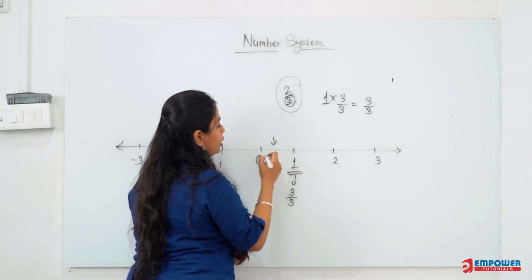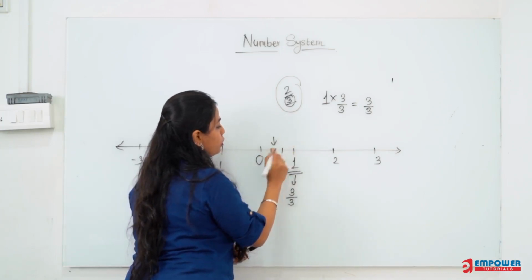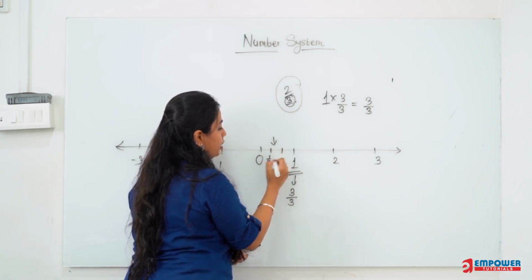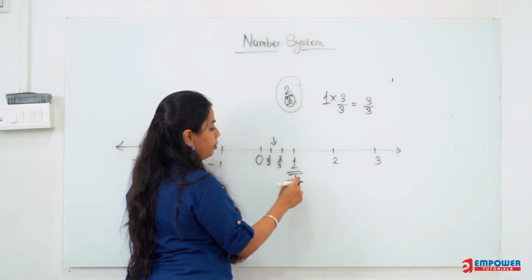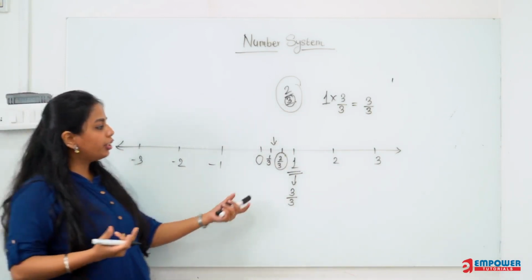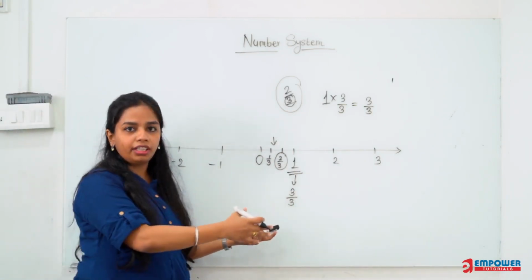So now after 0 I will make 3 parts. So this is 1, 2, 3. This will be 1 by 3, this will be 2 by 3, and this will be 3 by 3. So this is how you can represent any fraction form of rational number on the number line.